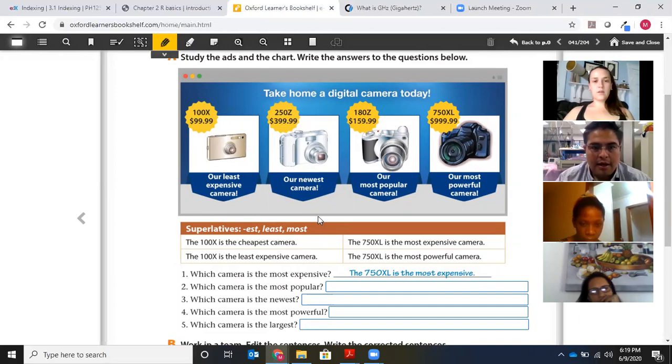Almost 400, but 399.99. Our newest camera. Perfect. Good. And guys, usually we would say this $399.99. Okay, 399 and 99 cents. Perfect. And that works too. But yeah, usually it would be like $399.99, right? A lot of the time you could also just say, oh, go ahead.